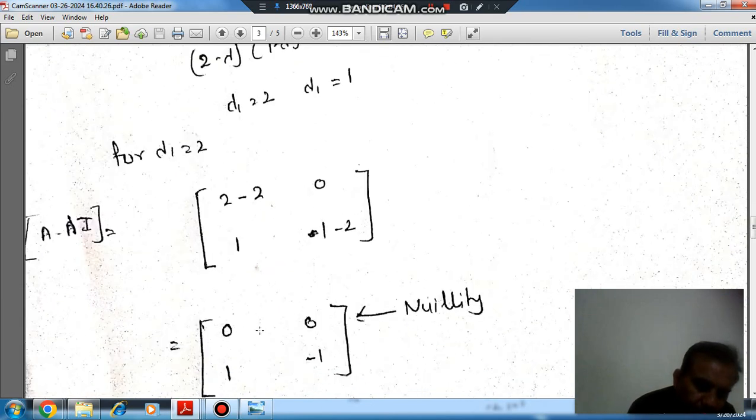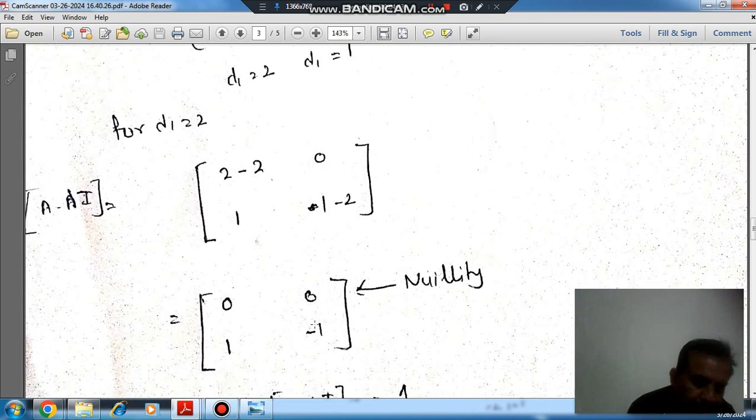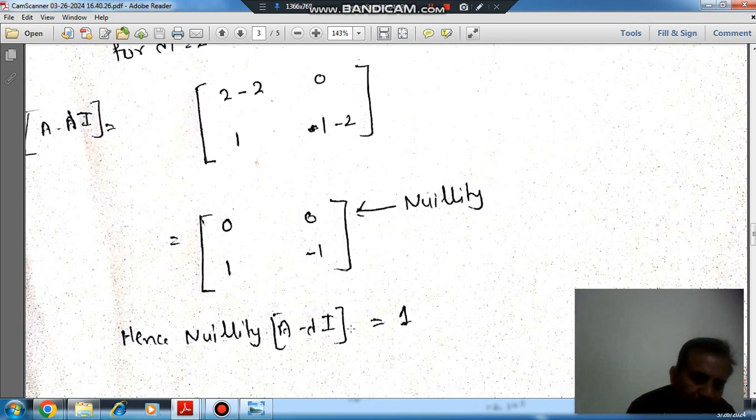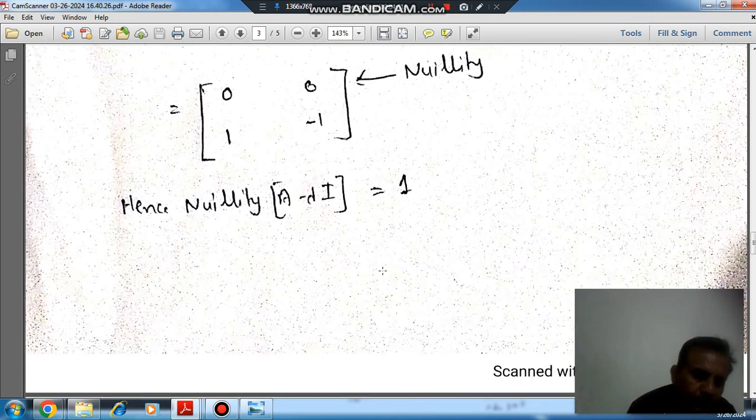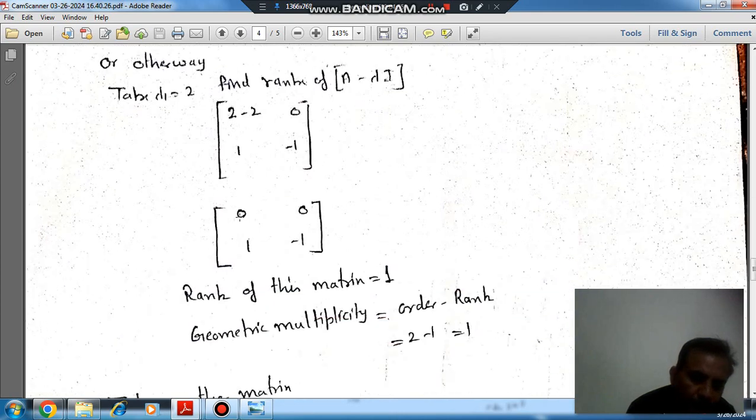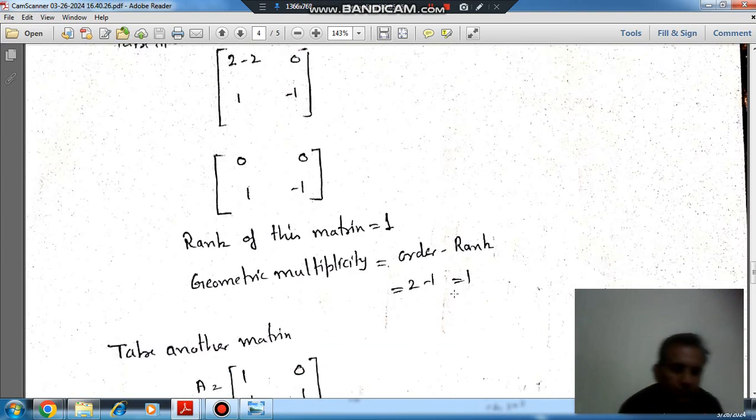So we can see that this row is becoming 0 0 0. So it means the nullity of this matrix is 1, because one row is 0 and the other row is not 0. So the nullity of this A minus lambda I is 1. Or in other way we can say that the rank of this matrix is 1 and the order of this matrix is 2. So the nullity of this matrix will be 2 minus 1 is equal to 1, so the geometric multiplicity is 1.